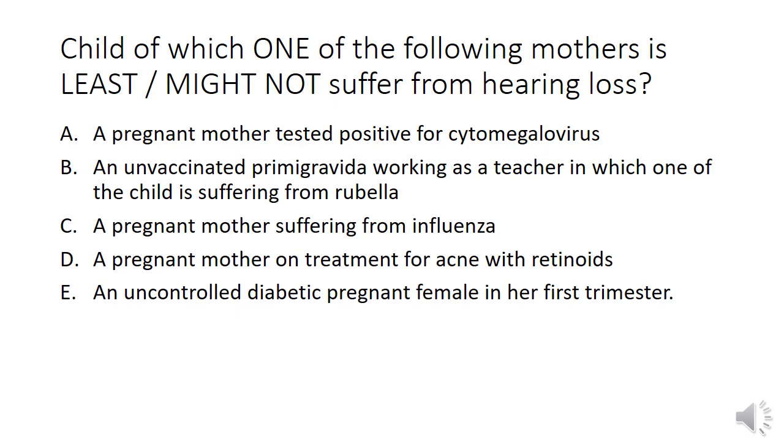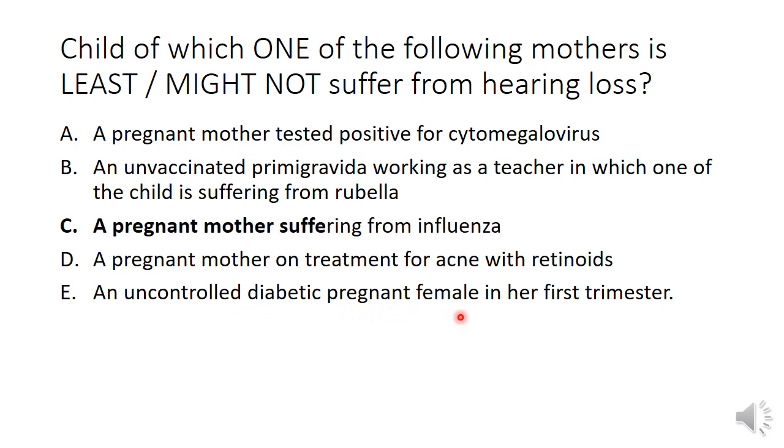Child of which one of the following mothers is least likely, or might not suffer from hearing loss? Or we can ask this question as: which has a proven effect that there will be hearing loss in the child? A pregnant mother with cytomegalovirus, an unvaccinated teacher, in which one of the students is suffering from rubella, a pregnant mother with influenza, a pregnant mother taking retinoid treatment, an uncontrolled diabetic female.